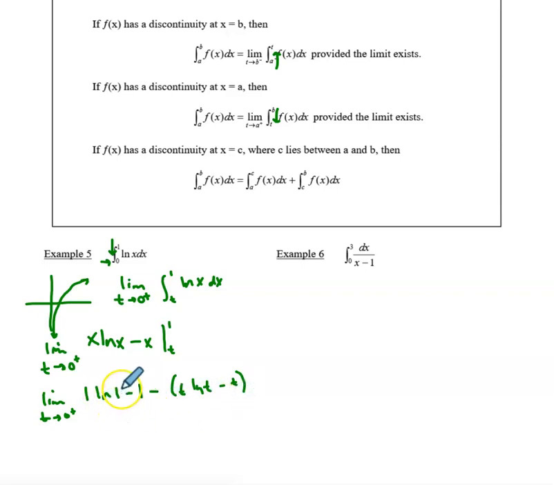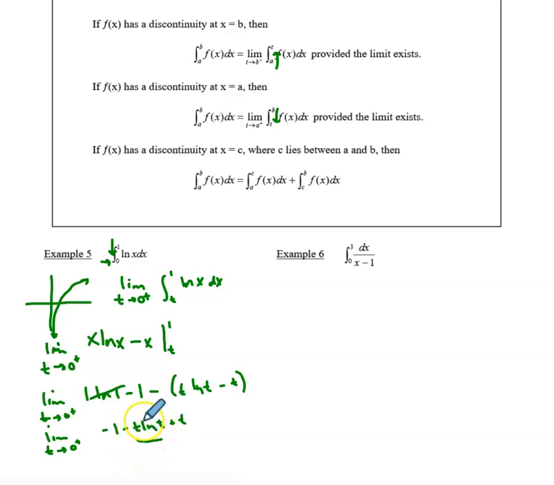So ln of 1 is 0, so this term goes away to 0, so I'm left with negative 1, and then let's distribute negative 1 minus t times the natural log of t plus t, and of course this is the limit as t approaches 0 from the right. If I did direct substitution here, I would get effectively a 0 times a negative infinity plus a 0. So the real question is, what wins out here? Is it the 0 or is it the infinity?